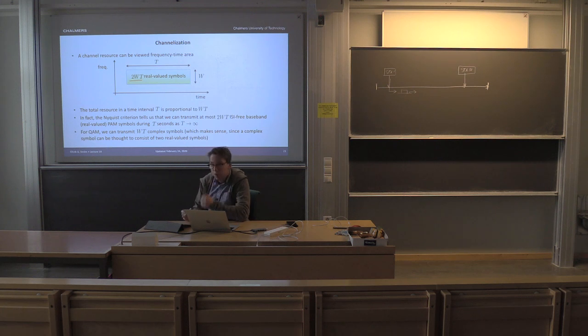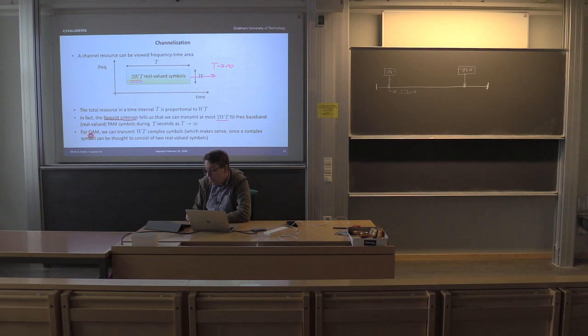So if we remember the Nyquist criteria early in the course, it tells us that we can transmit at most 2WT ISI-free baseband, that is real valued PAM symbols, during T seconds, at least as T goes to infinity. Okay. So we see here 2WT is the same as we had here, at least when we let T become very large. Okay. So hopefully this 2WT here makes sense.